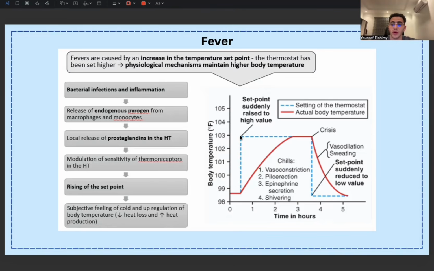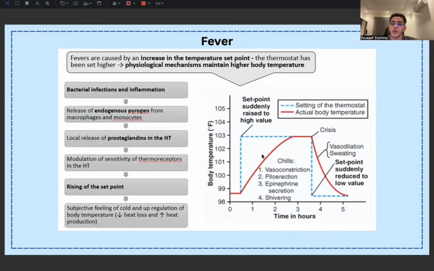So although your body temperature right now is normal, in fever it's considered not normal. Even if you're 37.5 right now, your body perceives that you're way below the new set point, which is 39. So the body perceives that you are cold because 39 is the set point and you are 37.5. So it perceives that you are 1.5 degrees less than the normal set point.